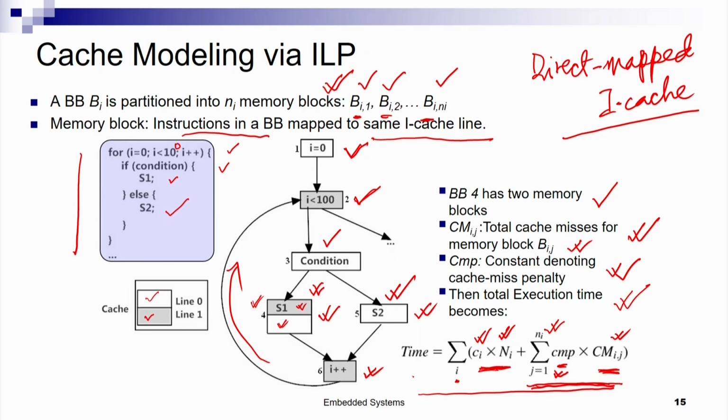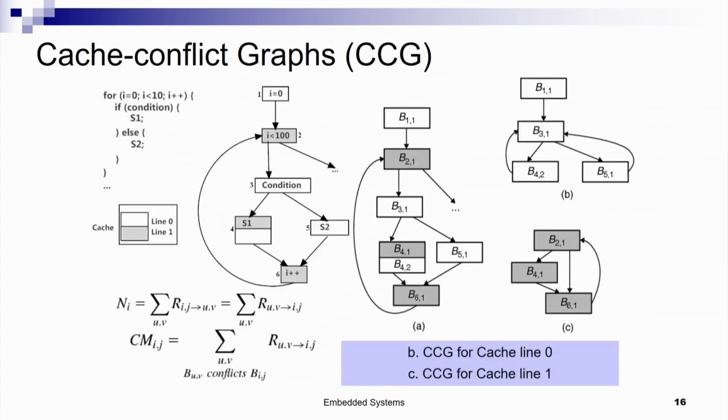Now, here we see that CMP is a constant, and therefore, CMij becomes a variable, and therefore, this has to be constrained. We need to get constraints, bounds on CMij. This is done as follows.